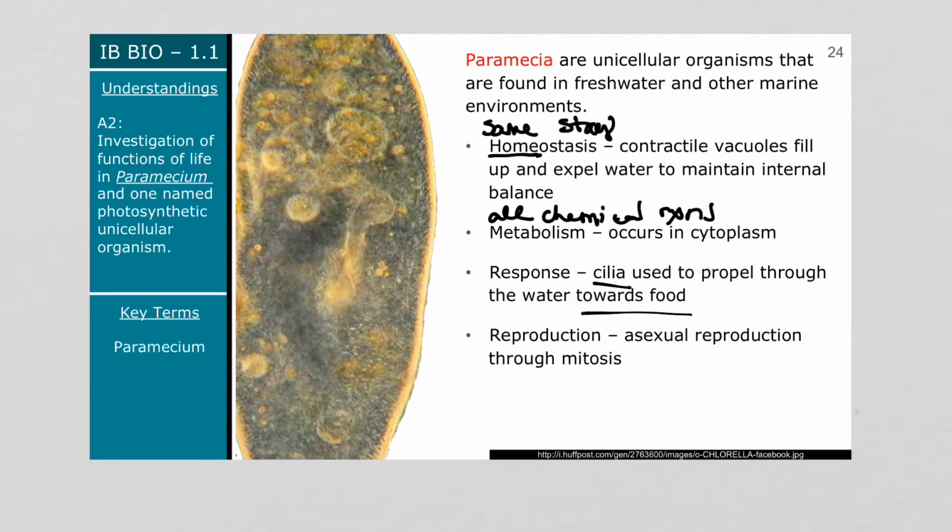Reproduction, the paramecia reproduce through mitosis. So that's asexual reproduction. All living things reproduce. This is actually one of the key reasons why viruses aren't classified as living things, because they do not reproduce on their own. Our cells have to reproduce viruses. Additionally, viruses aren't cells, so that's another reason why they're not considered to be alive.